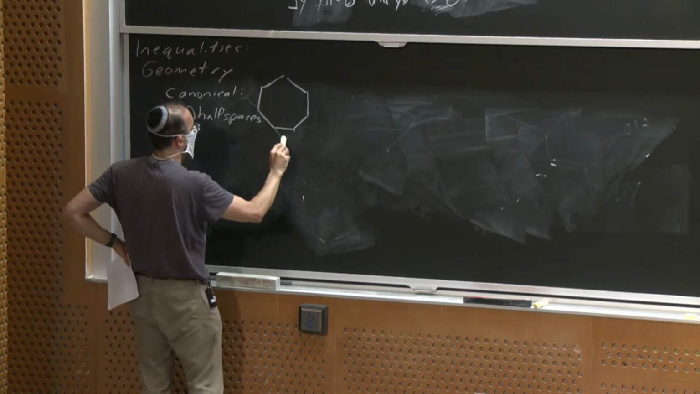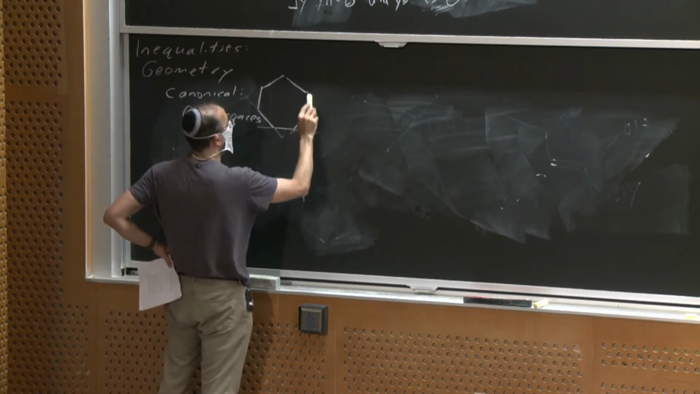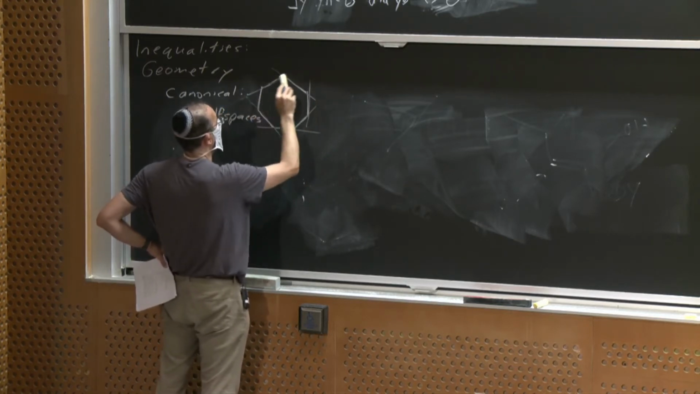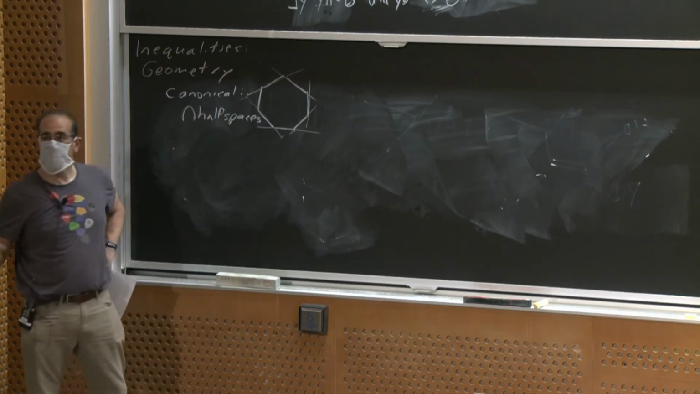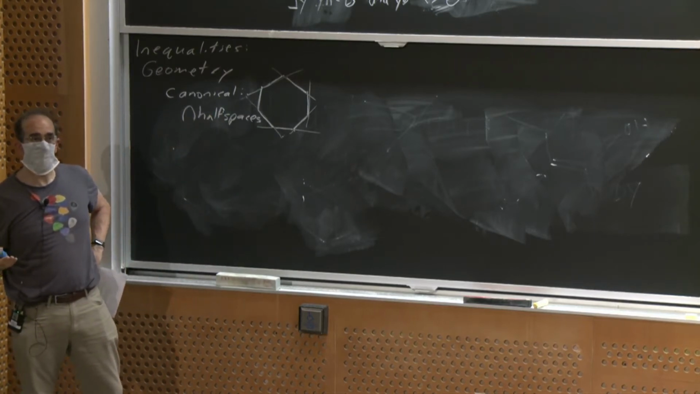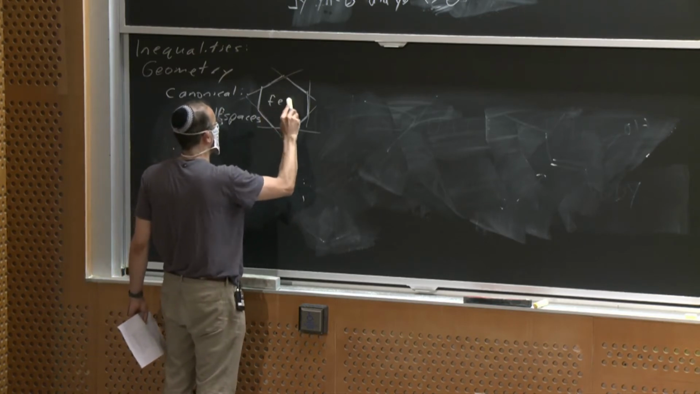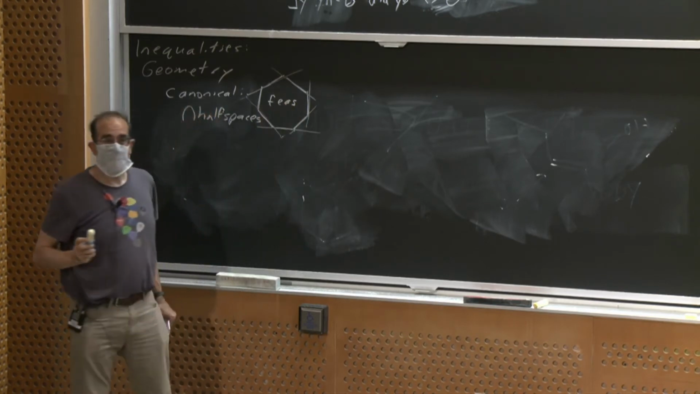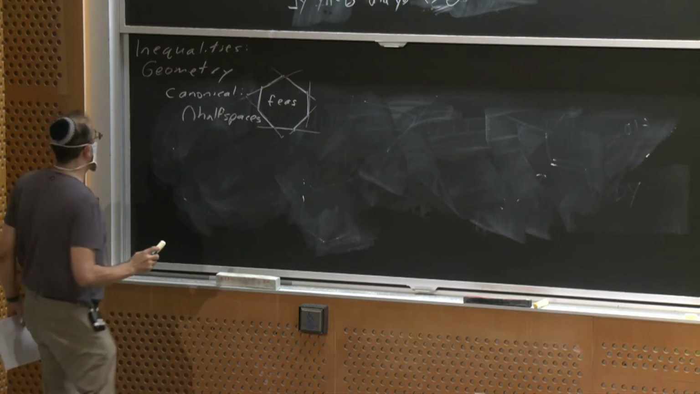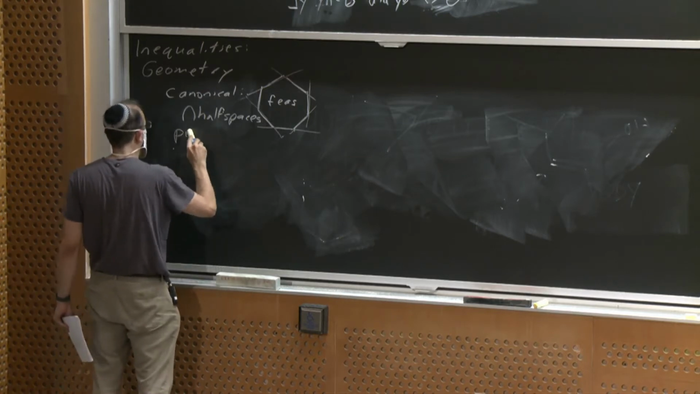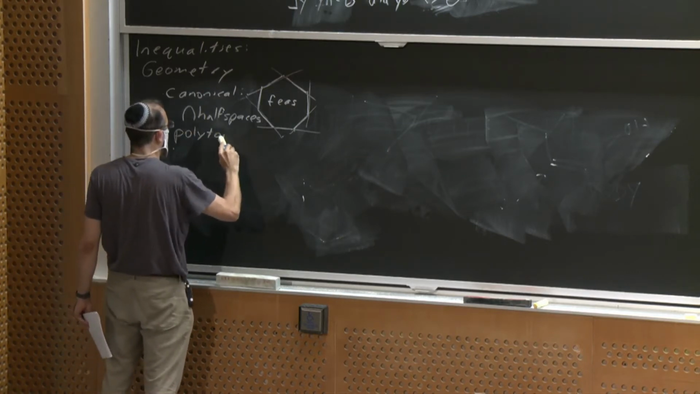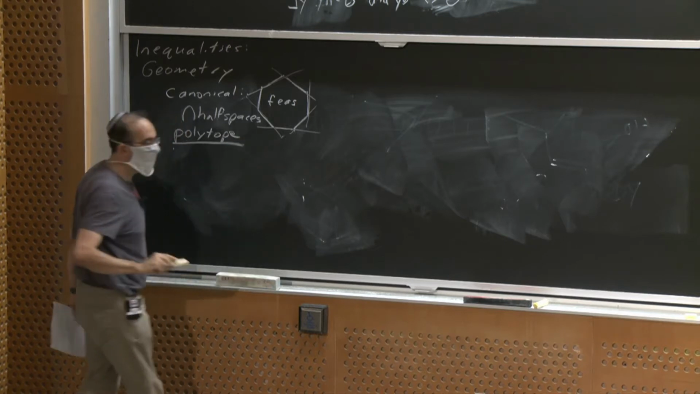Right? Where you have a bunch of constraints, and one side of each of those constraints is feasible. So you take the intersection of all of those constraints, and you get a feasible set. And this is called a polytope.